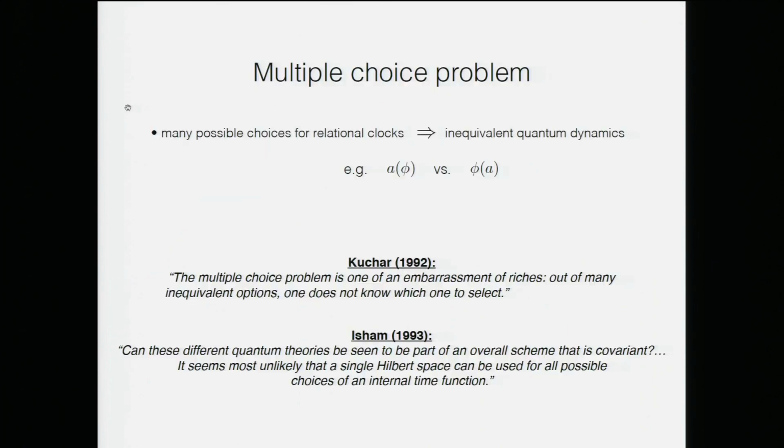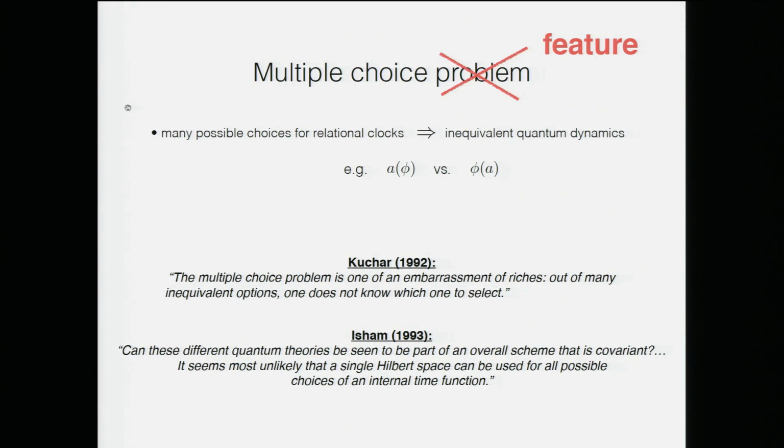And this is also how I would argue that this multiple choice problem isn't actually a problem, but a multiple choice feature. It's what you want to have, all these different quantum theories. What I'm proposing is that you can take all these different quantum dynamics and interpret them as different descriptions of the same physics, but relative to different quantum reference systems.